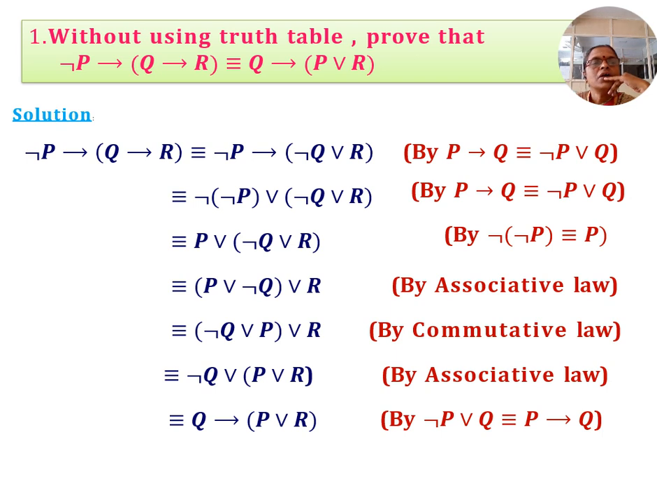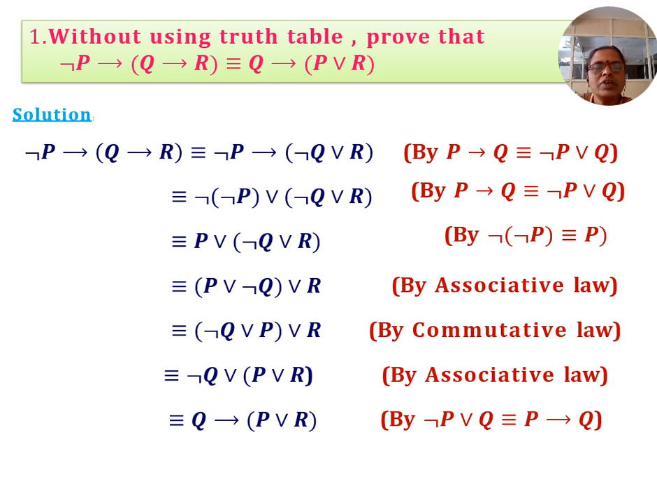So the first one: negation P implies (Q implies R) is equivalent to Q implies (P or R). Take the left hand side, negation P implies (Q implies R). That is equivalent to, by the implication conversion law, negation of negation P or (Q implies R). Then in the second step, negation of negation P or (negation Q or R), again applying the implication conversion law. Then third step, double negation: negation of negation P is P, so P or (negation Q or R).